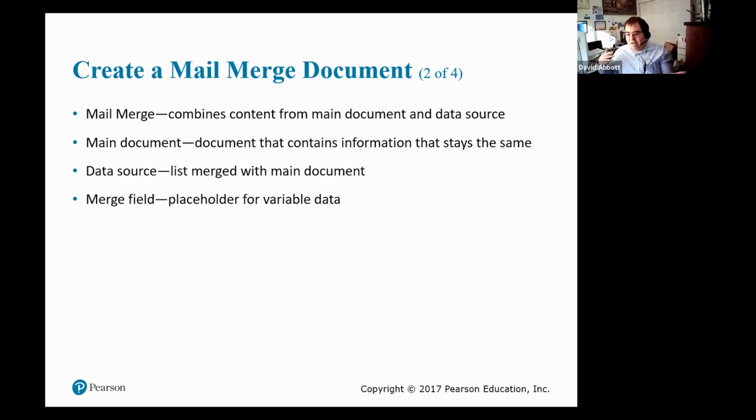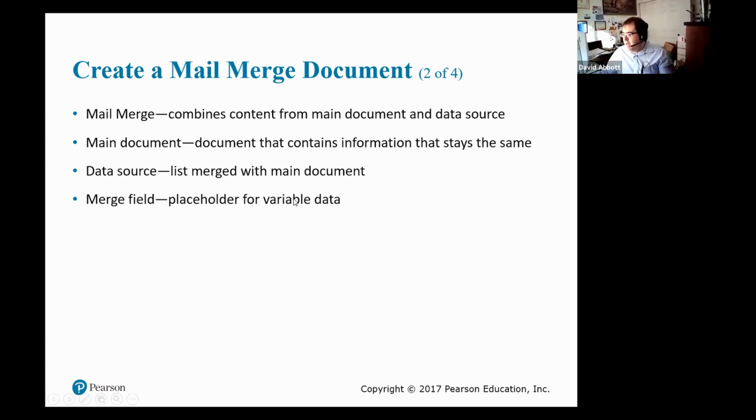Or as I say, an Excel spreadsheet, that would be a data source, and you have the main document, which you're working on. The main document contains the information that stays the same for all of the recipients. Whatever you specify in that main document, all of your recipients are going to get, but it's going to be personalized with the information from the fields that you use to pull from the data source. So the data source is the list that is merged into the main document, and the merge field is a placeholder for variable data.